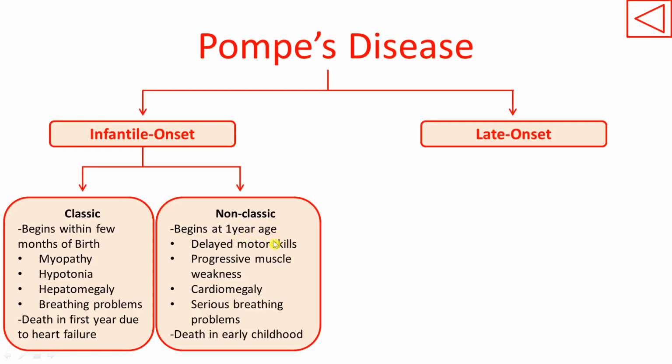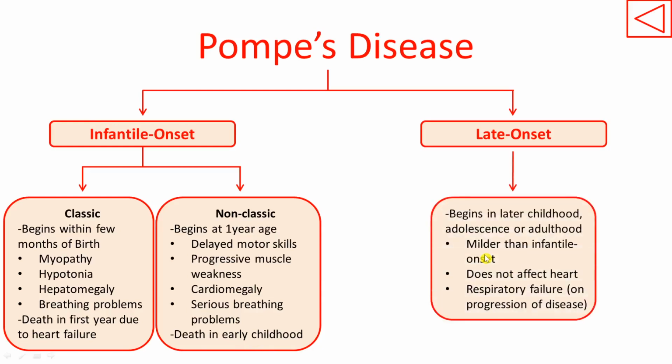The infant usually shows delayed motor skills, that is, it will show certain delay in the motor skills such as sitting, rolling, etc. The infant will show progressive muscle weakness. It will show cardiomegaly, where there will be increase in the size of heart, and the infant might also show serious breathing problems. Here, the infant can die at the early childhood.